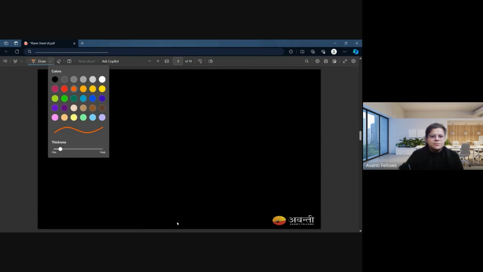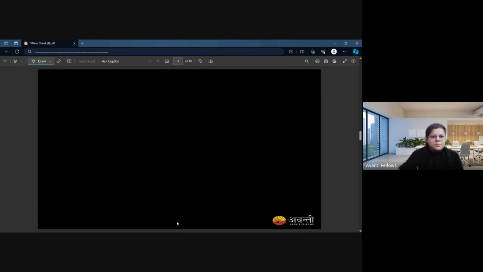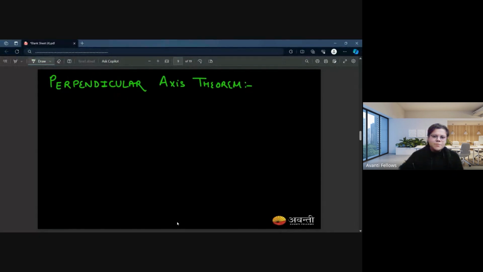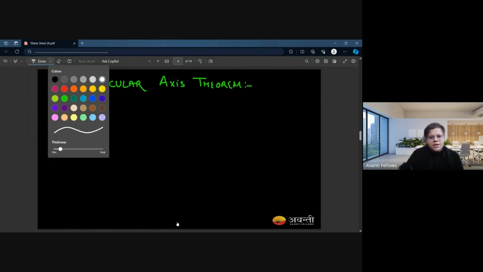Let's come to the perpendicular axis theorem. I will not go deep into the proofs and everything, although I can prove the theorem, but that's not the point, to be very honest, right now. We will just deal with the conditions and the result. So when it comes to the perpendicular axis theorem, the conditions that you need to fulfill are following.